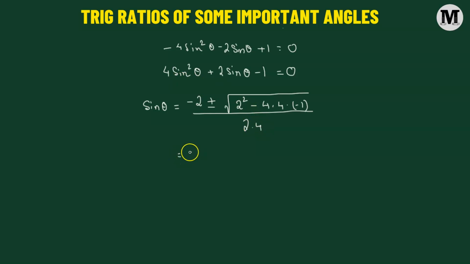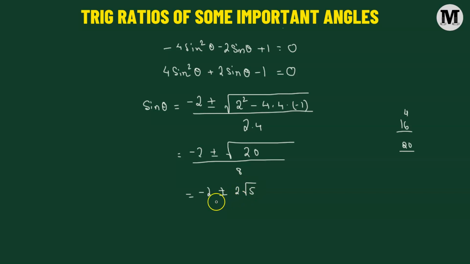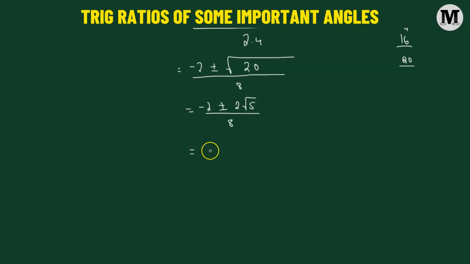So this will be equal to negative 2 plus or minus the square root of, so 2 squared will be 4. Now negative 4 times 4, that's negative 16, and negative 16 times negative 1 will be positive 16. So we get 16 plus 4, that's going to be equal to 20, divided by 2 times 4, so that's 8. Now we can simplify square root of 20 to get 2 times square root of 5, whole divided by 8. So that gives us the value of sine theta as negative 1 plus or minus square root of 5 divided by 4. So this is the value of sine theta.